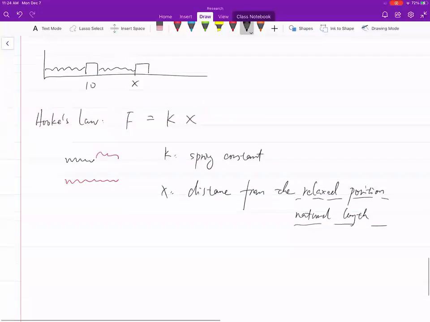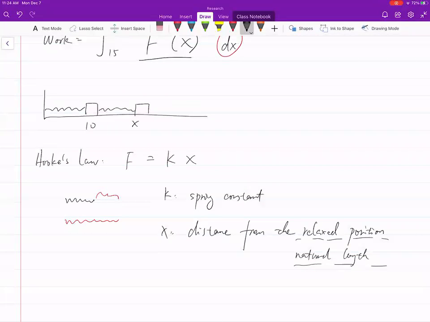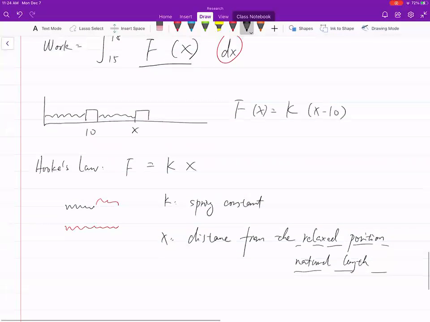Sounds good? So what's the force if you stretch the whole thing for x? That's definitely going to be kx. Going from 10 to x, how much did you stretch? X minus 10. For example, at 11, I stretched for 1 centimeter. At 15, I stretched 5 centimeters. Still okay here? So the only thing missing is, what is your K? That is how strong your spring is.